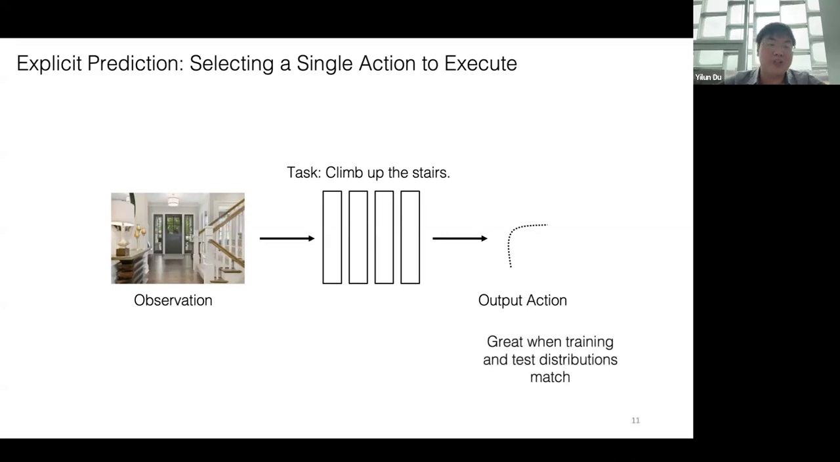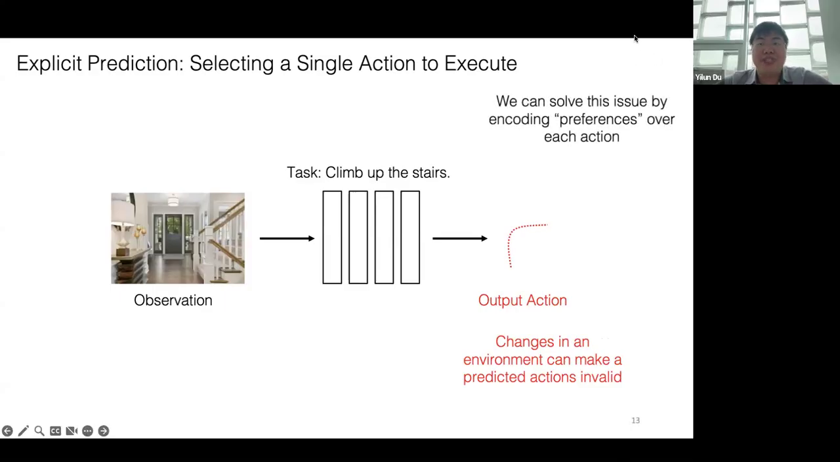This is really great when your training distribution and test distribution match. But what often ends up happening is that in houses, people come or there are new obstacles, and changes in the environment make your predicted actions invalid. So what do we do in this setting?